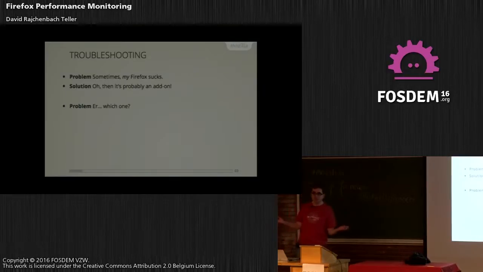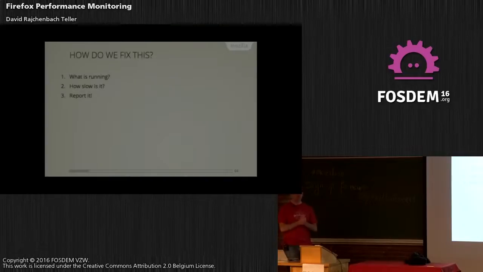Of course, we have the problem, which one? Many users have many add-ons. I have something like 12 installed. I've known people with 30 or 40. And then you find out when one of your add-ons is causing an issue. So ideally we would like to replace the Firefox sucks part by, maybe I need to uninstall this add-on. How do we do that?